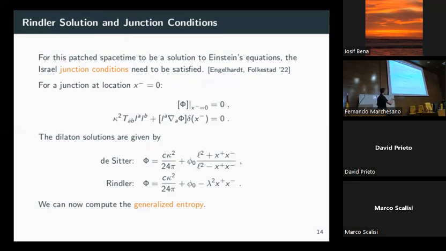In this case, the two dilaton solutions in de Sitter space and Minkowski space look as follows. In de Sitter space, it's the solution that we saw before. And in Minkowski space, you have a solution that looks slightly different, where lambda is some parameter associated to the JT model of Minkowski space. Now we can use these solutions to compute the generalized entropy and see what we get.